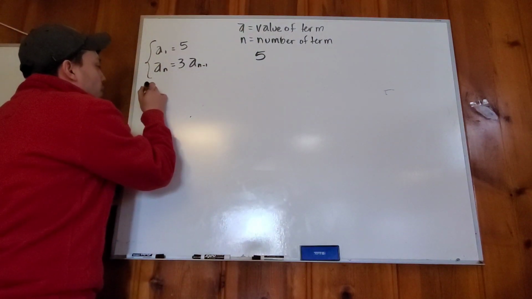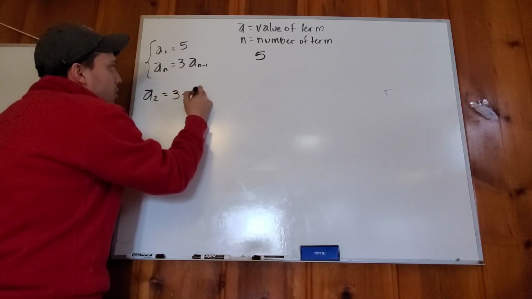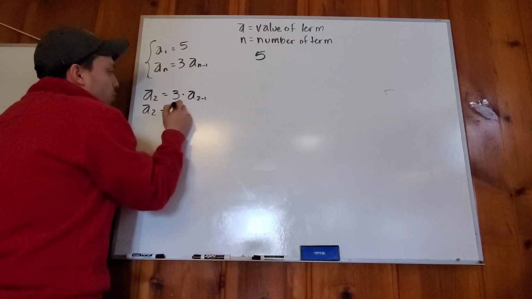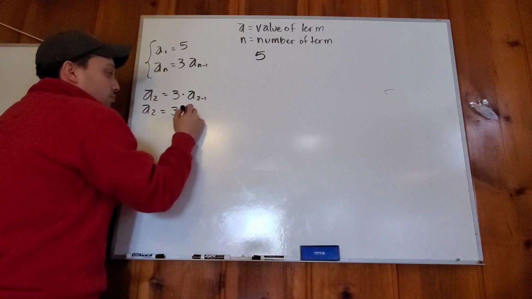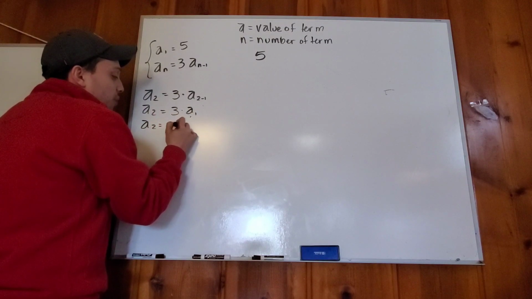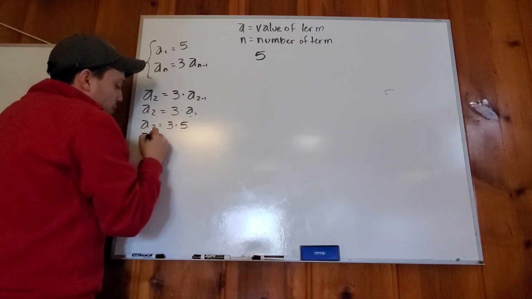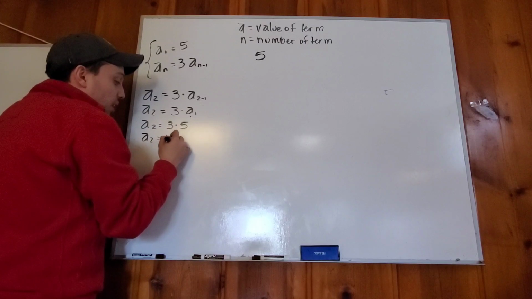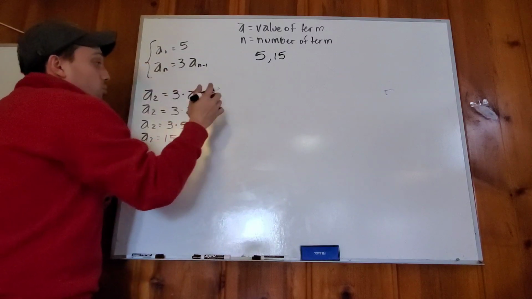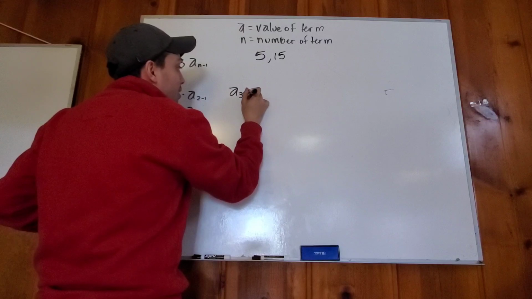So now we have to find the value of the second term, which equals 3 times a of 2 minus 1. a of 2 equals 3 times a of 1, the value of the first term. The value of the second term then would be the same thing as 3 times 5, because that's a of 1 right here, it tells us. So a of 2, or the value of the second term, is going to be 15. And then the value of the third term, right? And then we're done with this example and the lesson.